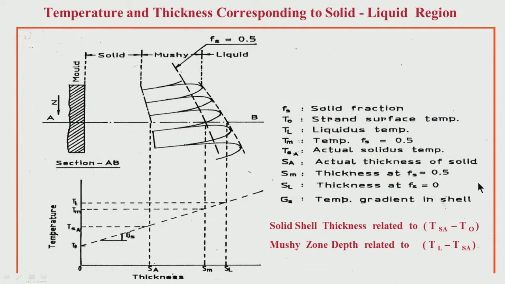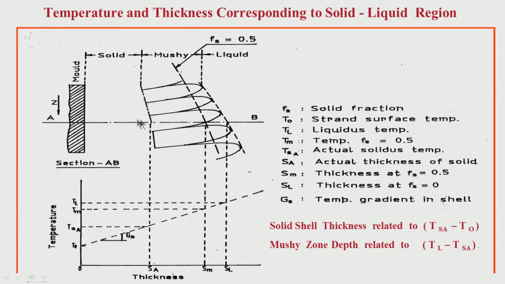Now, if you look at the time of solidification what is happening, look at this figure. This is the liquid pool, and this is the solid shell which has already formed because of solidification. In between we have a mushy zone, and the relative thickness of the solid shell and mushy zone during solidification will depend on the different temperatures: the temperature of the solid surface, the liquidus temperature, and the actual solidus temperature.